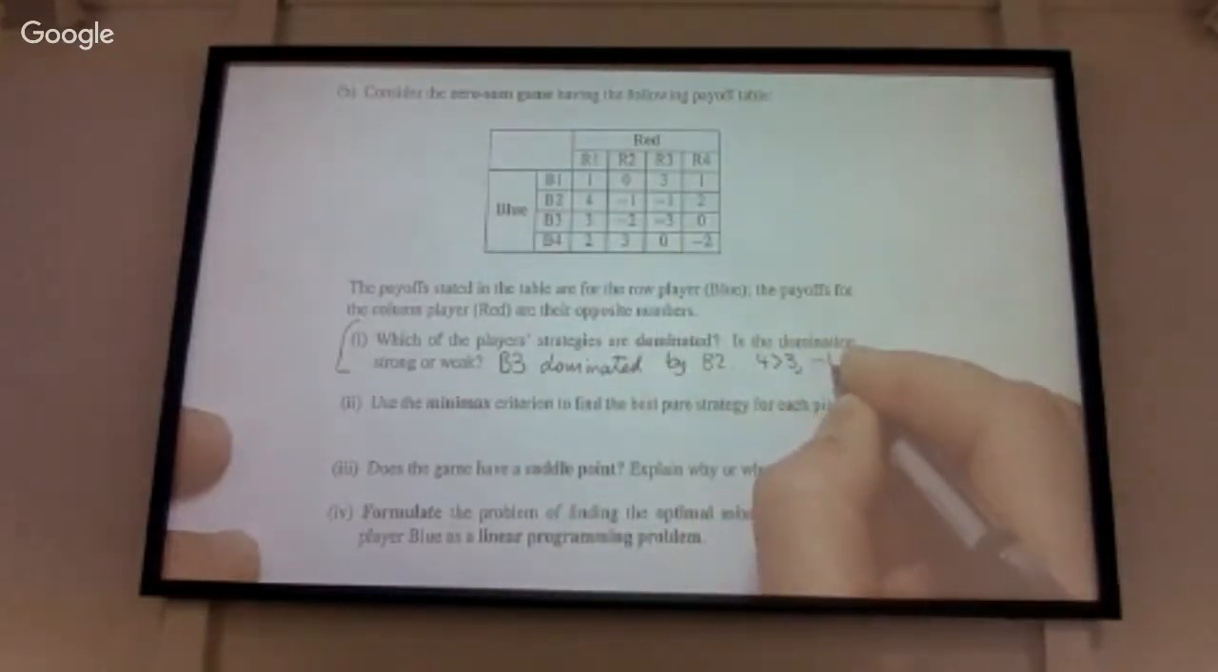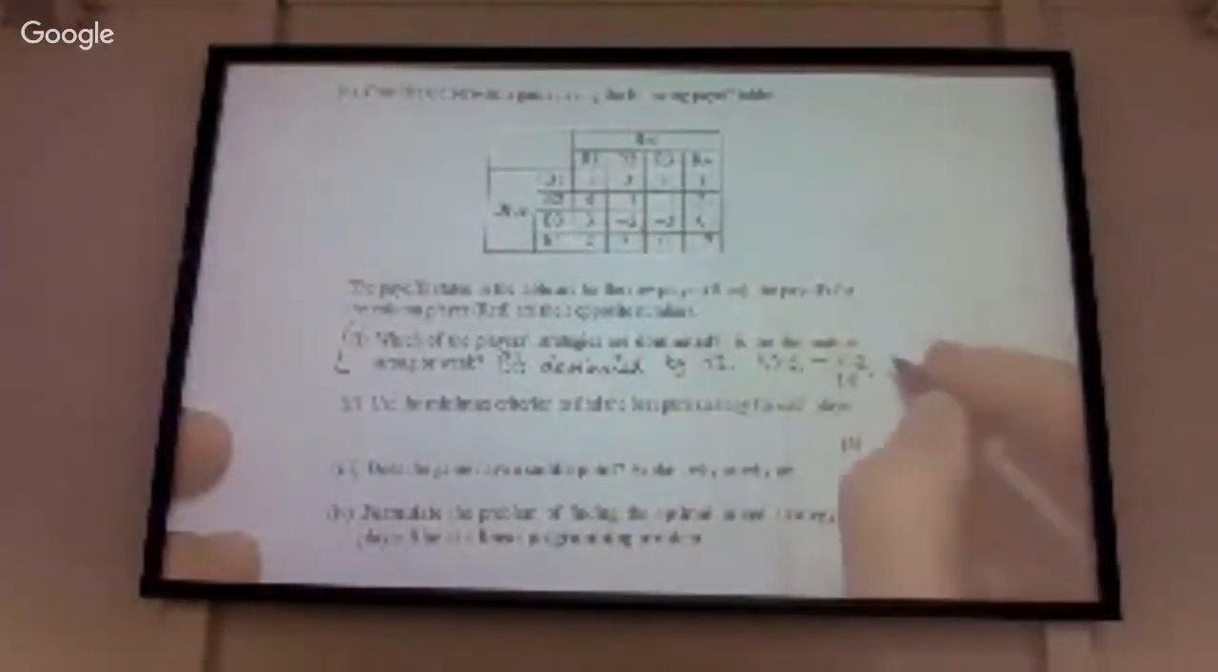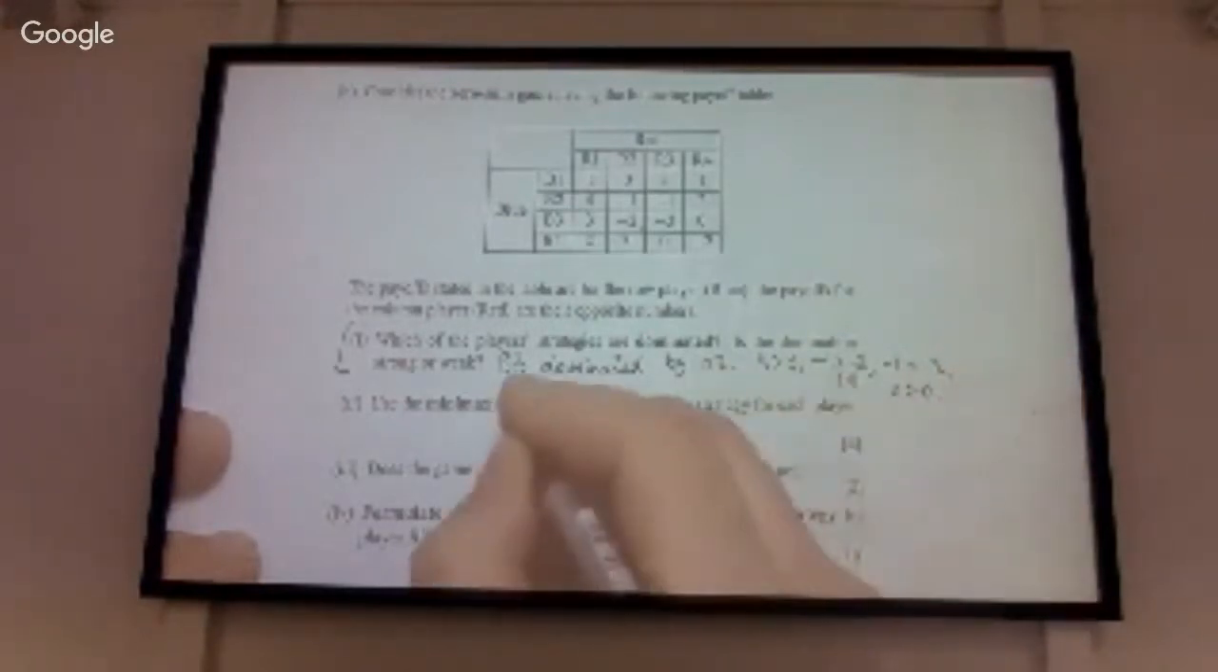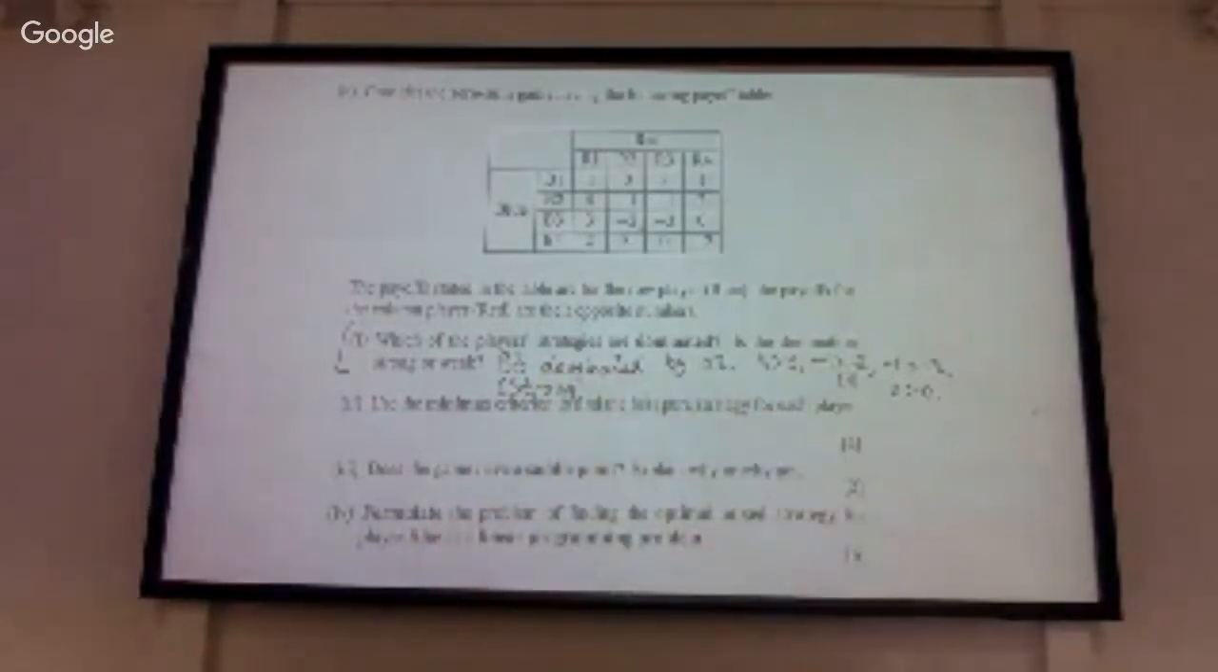Minus 1 is more than minus 2. Minus 1 is more than minus 3. And 2 is greater than 0. So it's what's called strong domination. Strongly means that they're all greater than. Weak means that some of them are equal rather than just greater than. Is there any other domination?